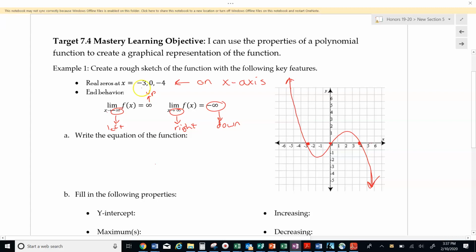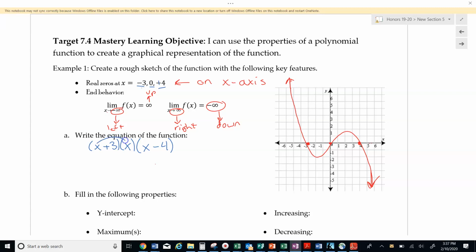So I have my real zero at x equals -3. That's going to give me x plus 3. At 0, that's just x. And at 4, oh, I put it as +4. Let's pretend this is +4. That's going to be x minus 4. Sorry, that was totally my bad. You usually put them in order.